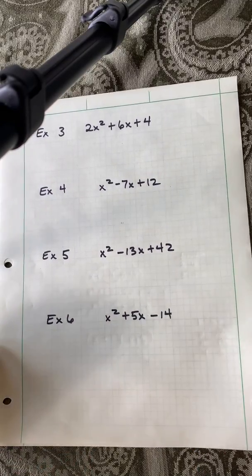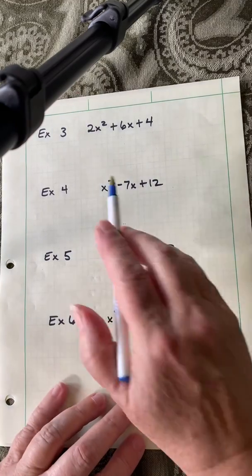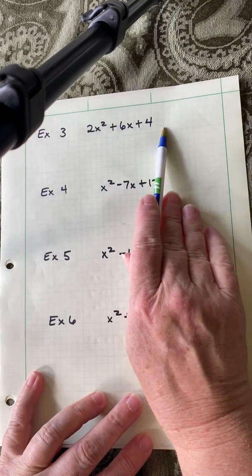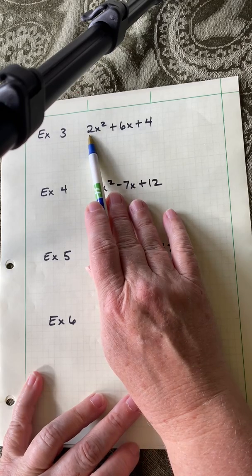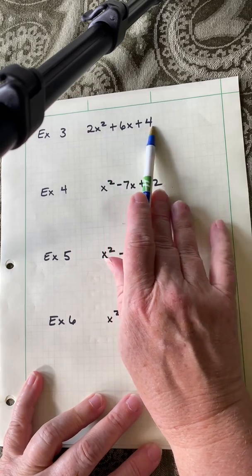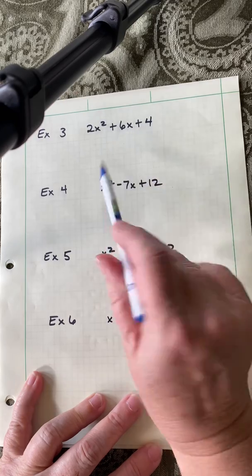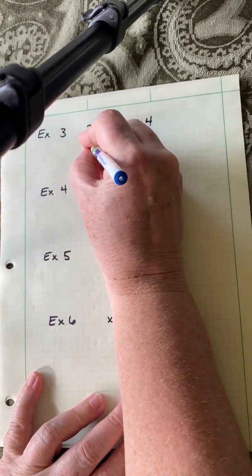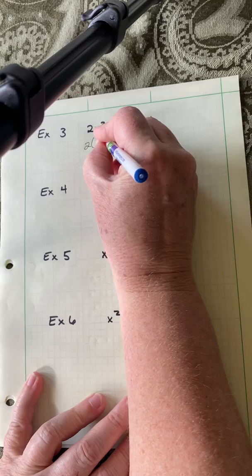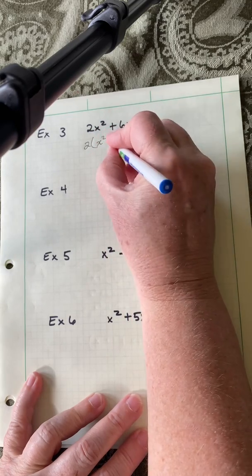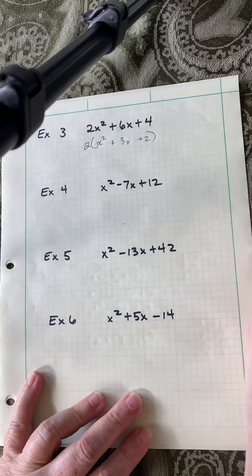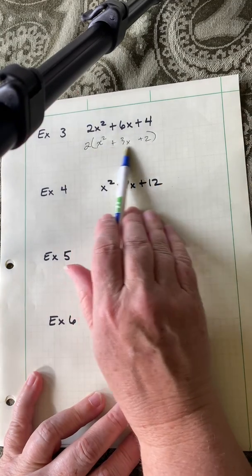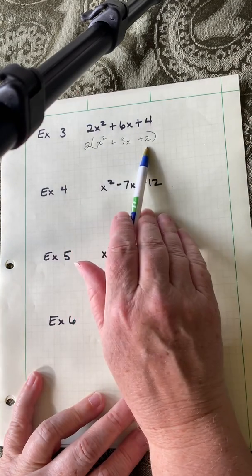Okay, next one here. Now this one here, it's in standard form, but I have a leading coefficient that is not 1. And I'm taking a good look at this, and they all have 2 in common. So I can factor that out right up front and get a 2 times the quantity of x squared plus 3x plus 2. And now I need to take a good look at this in here. Can I factor that in there?